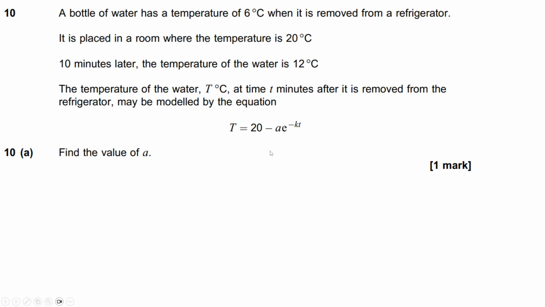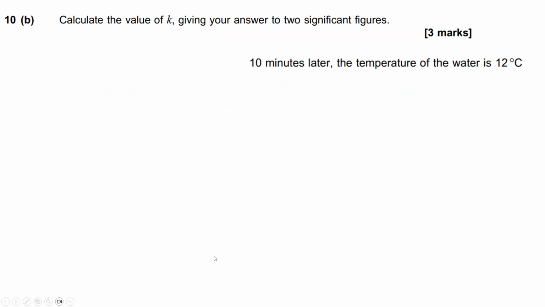Okay, so at time t equals 0, so after 0 minutes, like we're saying 0 minutes and 0 seconds, the temperature should still be 6. Okay, so we plug in t equals 0 and 6 for the temperature. e to the 0 is just 1. So you've got that, and then a equals 14 if you just rearrange that.